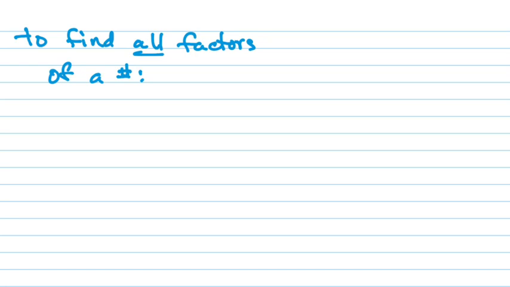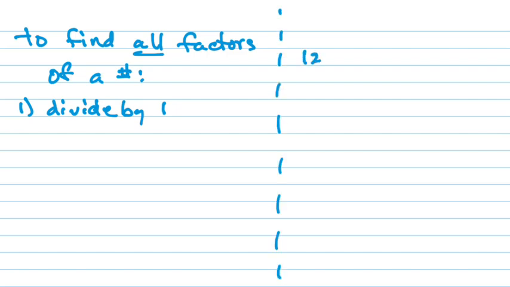Super easy. We're always going to start in the first place. We're going to divide by 1. Always starts with 1, no matter what, because every number always divides by 1. So let's just get a list going here so we can see an example. Let's say we have the number 12. Okay? So I'm always going to start with 1, and 1 goes into 12 how many times? 12 times. So we always start by dividing by 1.